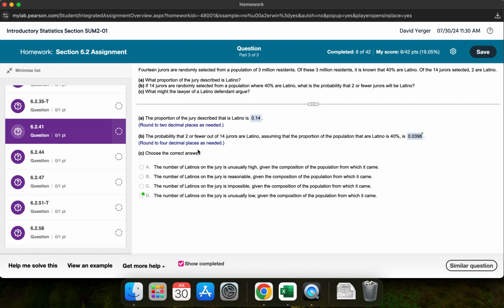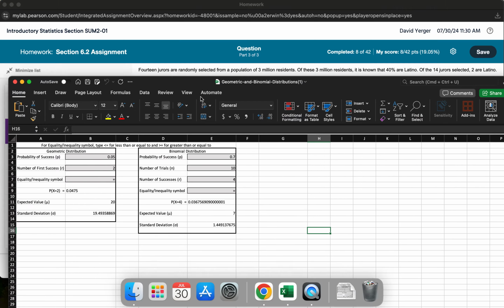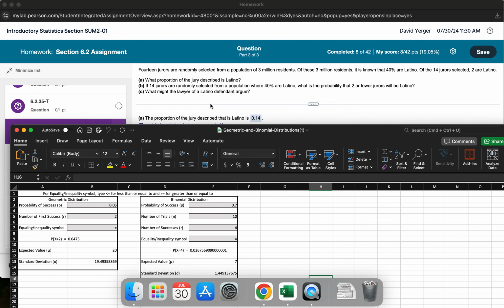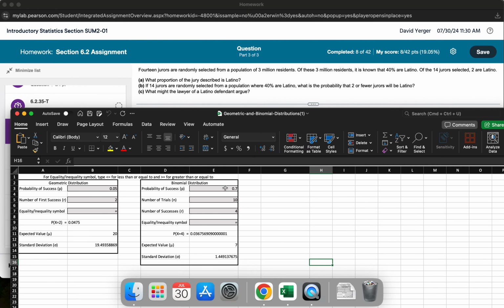Now, part B is calculating a probability that 2 or fewer of the 14 jurors are Latino, thinking that they came from this population where 40% are Latino. We can use the binomial distribution in this situation. So if we go to this file, we're using the binomial distribution, and the probability of success is 40%. So we'll put 0.4 in there. Number of trials are the number of jurors that were selected, in this case 14.